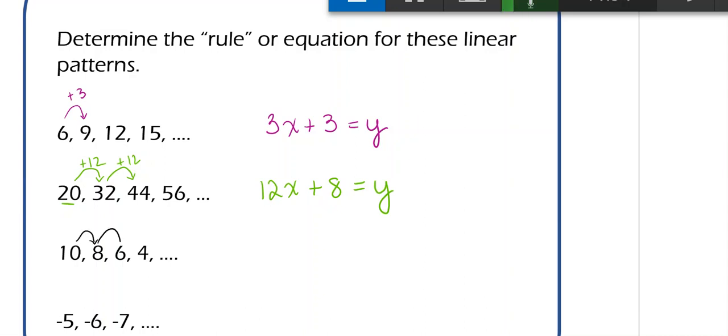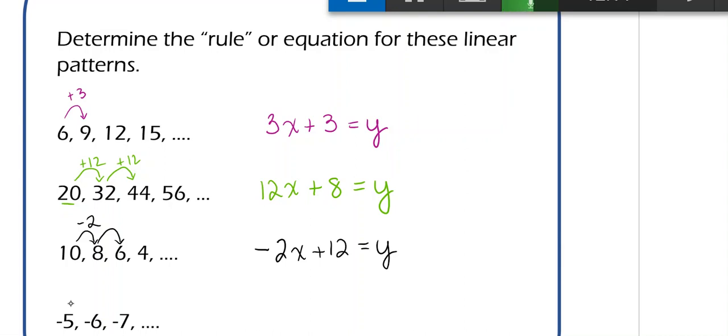Third one is a decreasing pattern. It's decreasing by 2. So again, my coefficient will just be -2 this time because that is showing that it's going down. And I need to add 12 to get to my output.